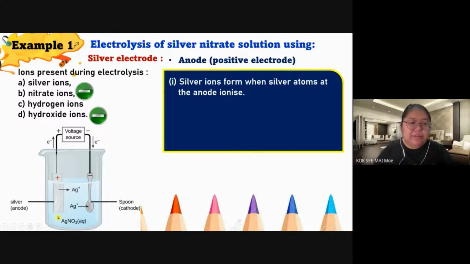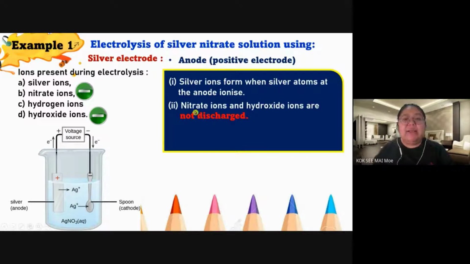You can see the diagram. The anode now is silver. The silver atoms at this electrode will ionize. After they ionize, where do they go? They go to the solution. So from here, number 2, the nitrate ions, because the anode attracts the nitrate ions and also hydroxide, is it?